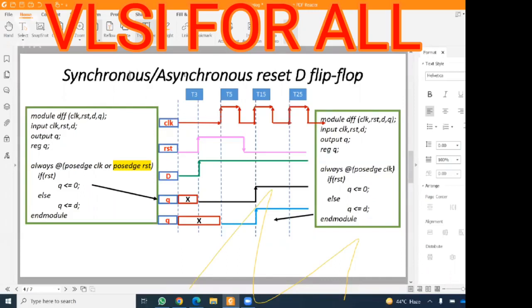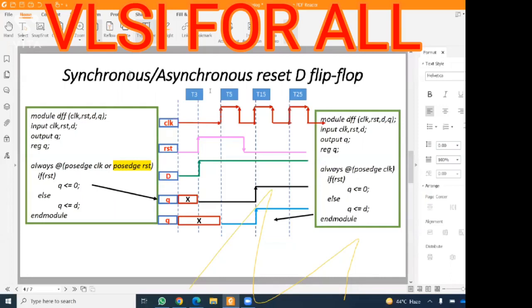Asynchronous means irrespective of the clock, it works. Like if you give reset high, irrespective of what the clock value is, it will automatically change to 0. When the same clock is given to all the flip-flops, then it's called synchronous. Different clock is asynchronous.